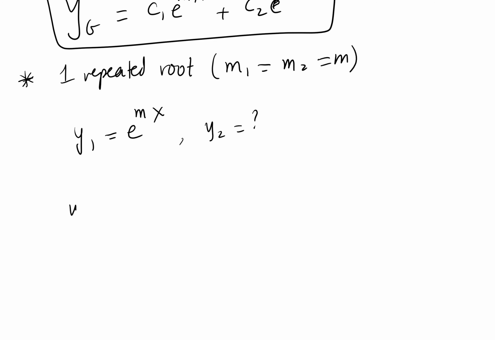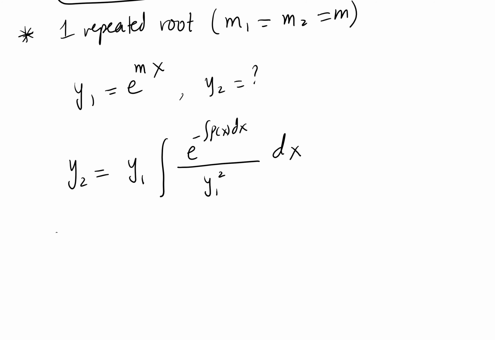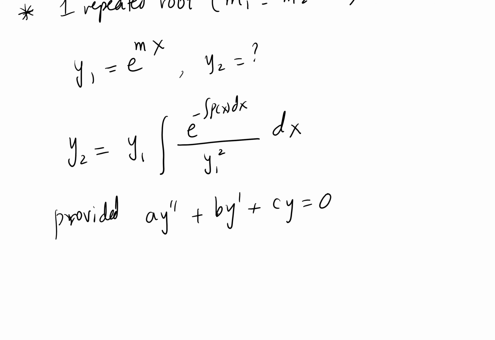To do so, to find y2, you can use the reduction of order formula. If you remember, y1 times the integral of e to the negative integral of p of x dx, all over y1 squared, dx, provided this is being used for this differential equation ay double prime plus by prime plus cy equals 0. And to solve for this, we need p of x, so we need to divide the entire differential equation by a first. This is our p of x.